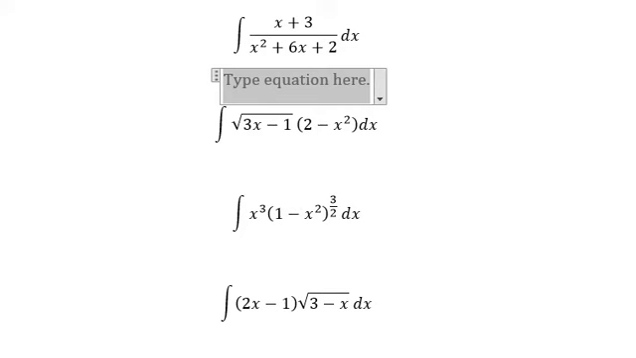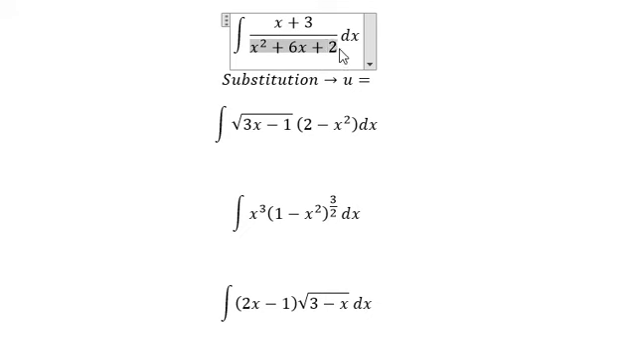Hello everybody, so today I will talk about calculus. The topic today is about integration. So now I will show you the answer. We need to use integration by substitution. So we put u equals to this one.